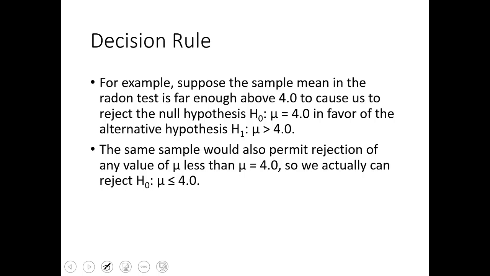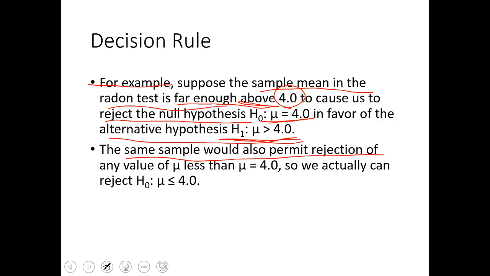Decision rule. For example, suppose the sample mean in the Bladon test is far enough from 4.0, then we reject the null hypothesis, and so we cannot reject the alternative hypothesis. The same sample would also permit the rejection of any value of mu less than 4.0, so actually we can reject this null hypothesis.